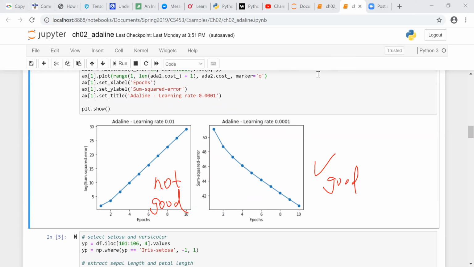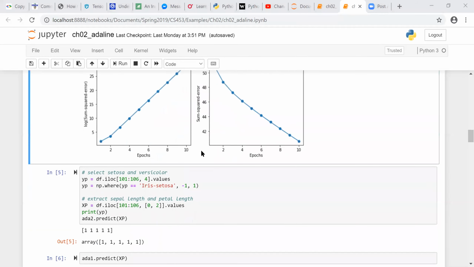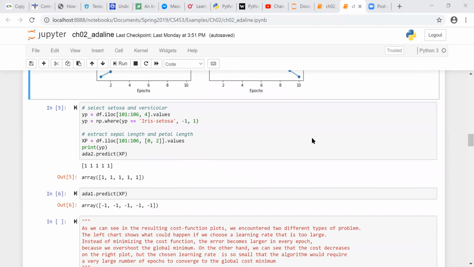So in machine learning, later on we will also learn, there are a number of parameters you need to tune. Learning rate is one of the parameters. You are tuning the parameter, and the second one is good. Then we can use the second one to predict.